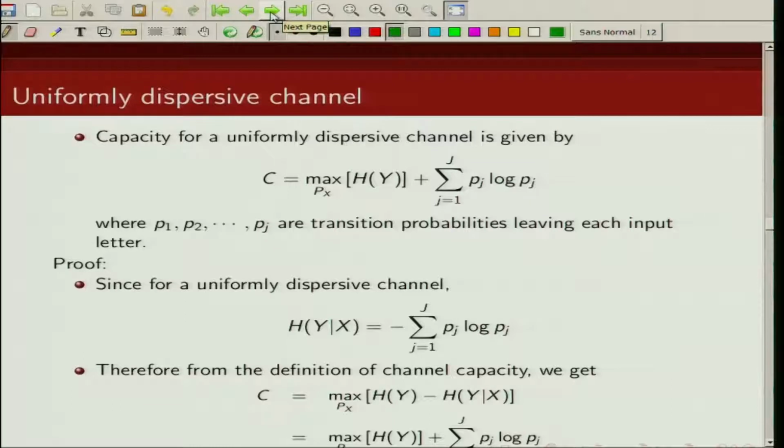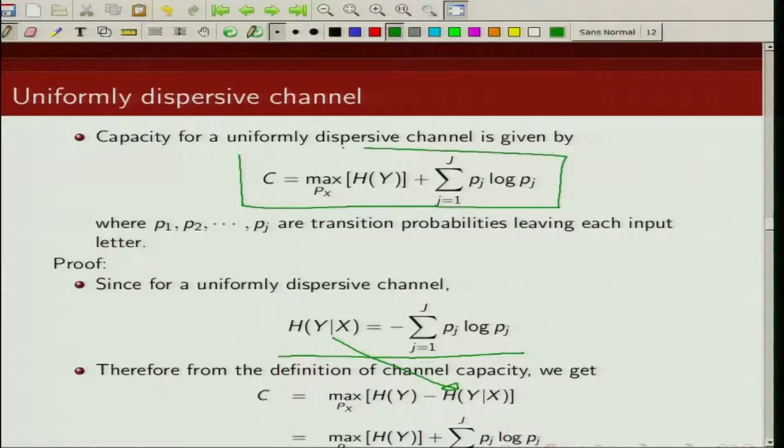So this follows straight away. We just proved that uncertainty in y given x is given by this expression. Now if we plug this value here in the expression for capacity, we get our desired expression. So this is the expression for capacity for a uniformly dispersive channel.